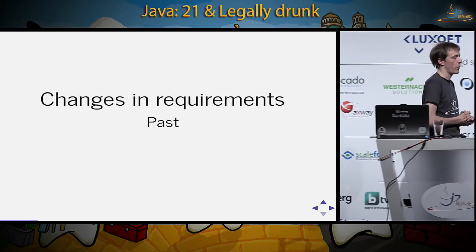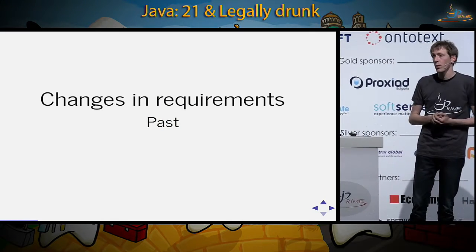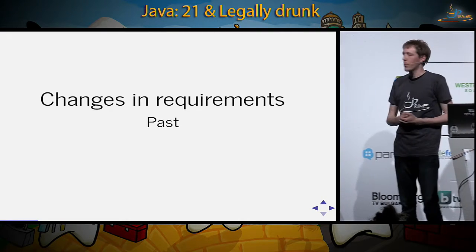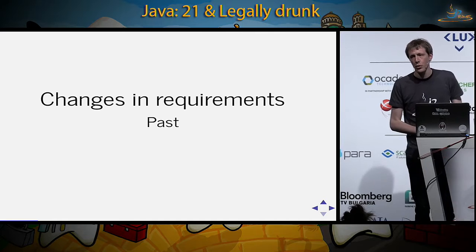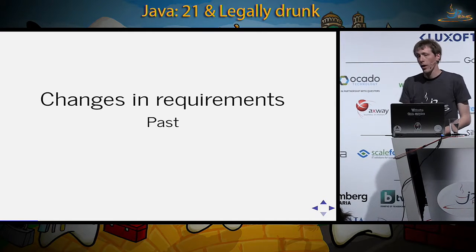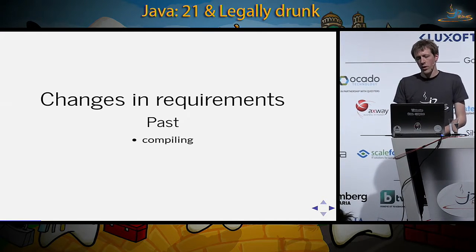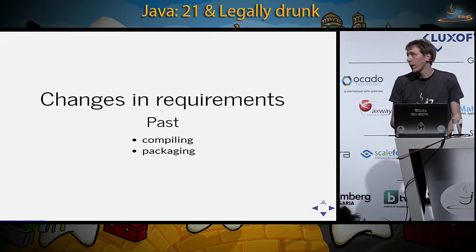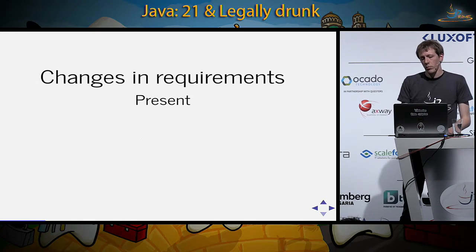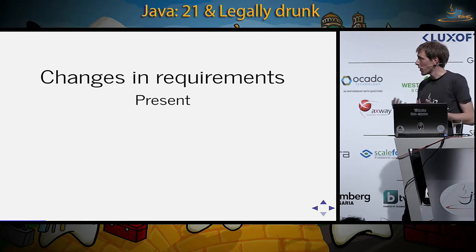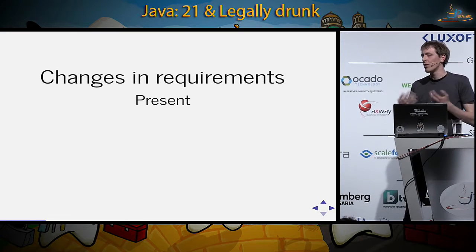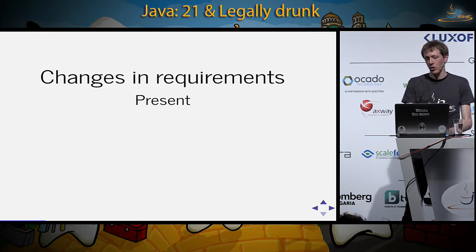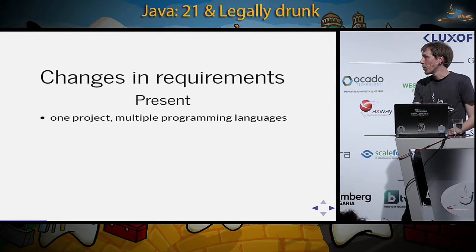XML is not the only thing that we don't like about, for example, the Ant build tool. There are other things we have to keep in mind when we think about evolution of build systems. And I'm talking about changes in requirements. So in the past, if you wanted to build a software system, you needed to compile it, package it. Well, that's really it. But modern software systems, so not in the 70s, like we had at Ant for a very long time, but modern build systems rely on much more technology.